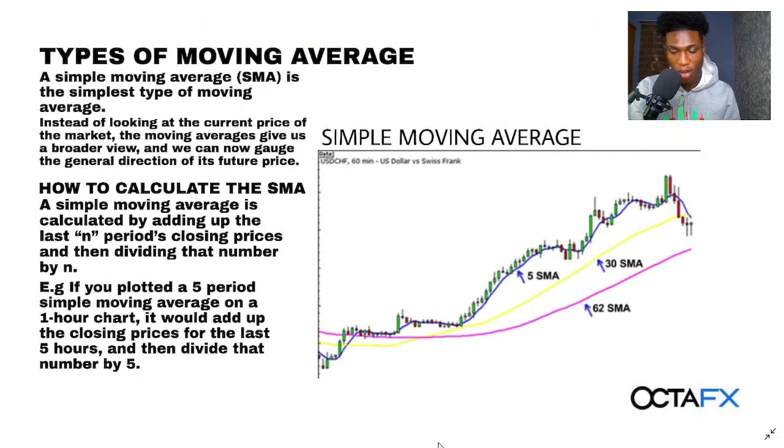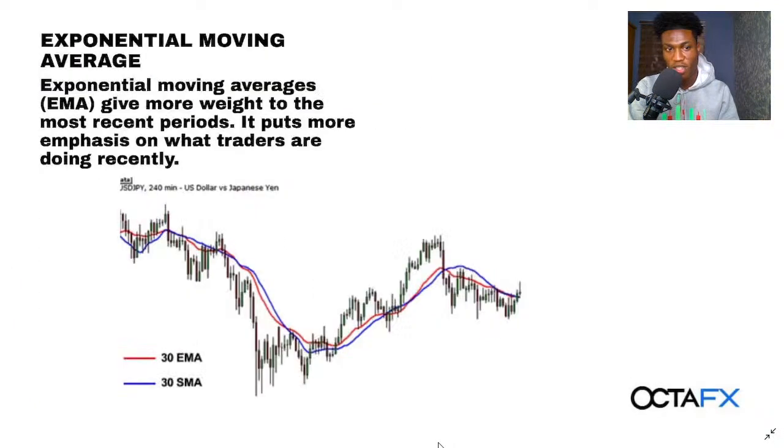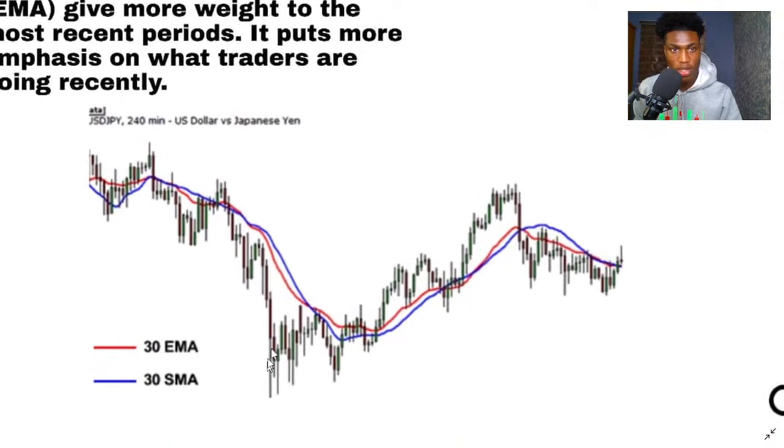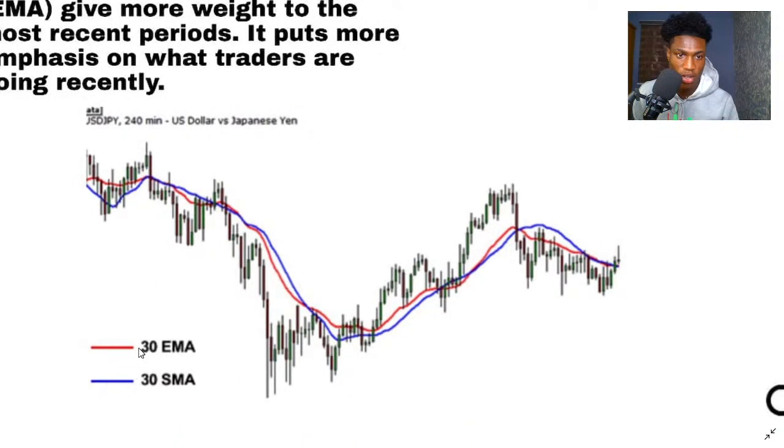Now we have 2 types of moving average, like I said, the simple moving average and the exponential moving average. The exponential moving average does pretty much the same thing, but it gives more weight to the most recent periods. If you look at this illustration right here, you're going to see that the red line indicates the exponential moving average, and the blue line indicates the simple moving average.